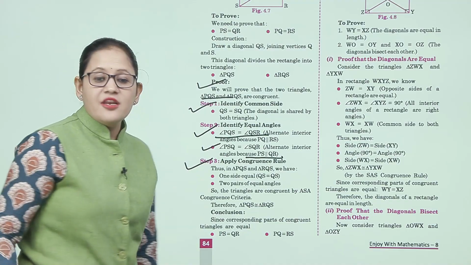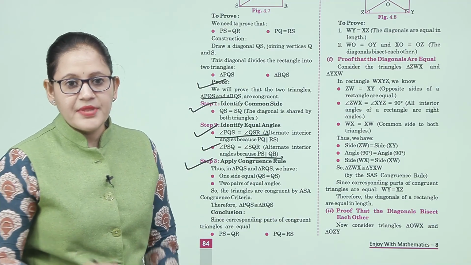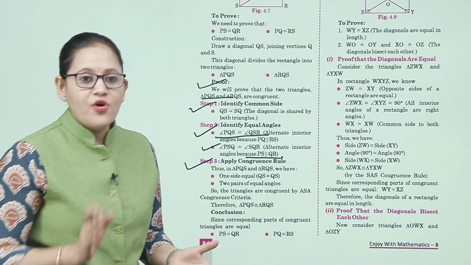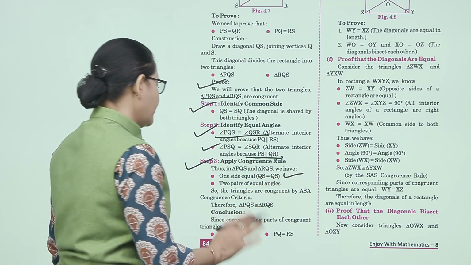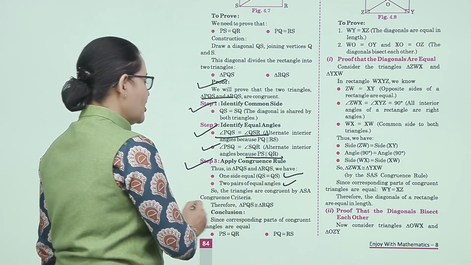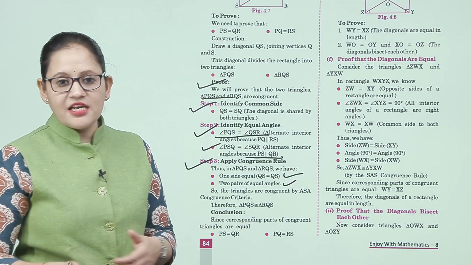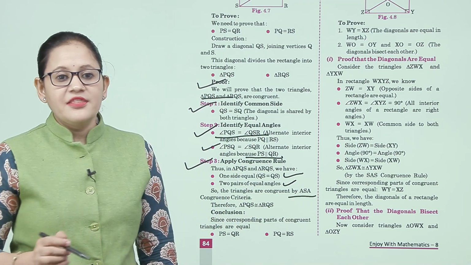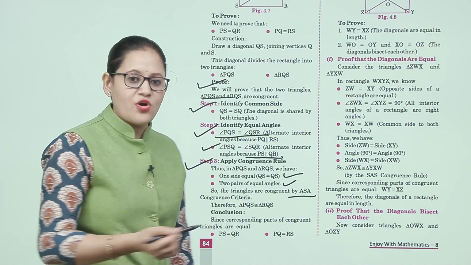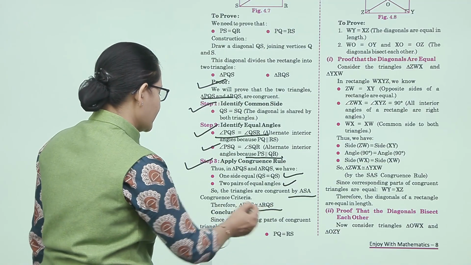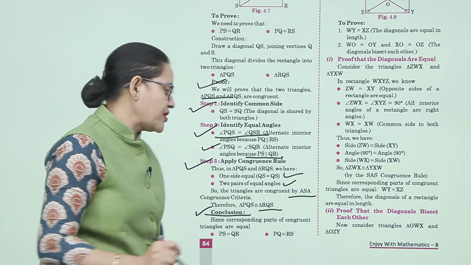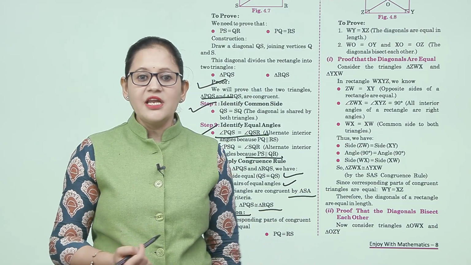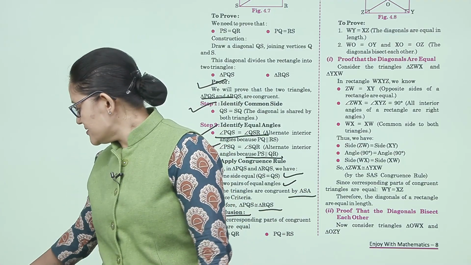Now, step 3, we will apply the congruency rule. Thus, in triangles PQS and RQS, we have one side equal, that is QS common, and two pairs of equal angles. So, we can say that the triangles are congruent by ASA congruency. Therefore, triangle PQS is congruent to triangle RQS. So, what is the conclusion? Since the corresponding parts of congruent triangles are equal, we can say PS equals QR and PQ equals RS.